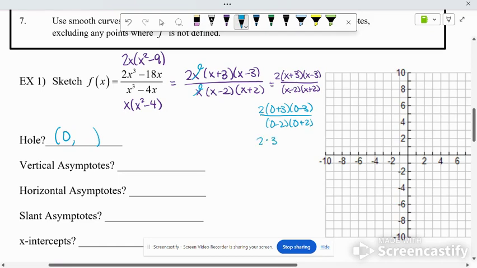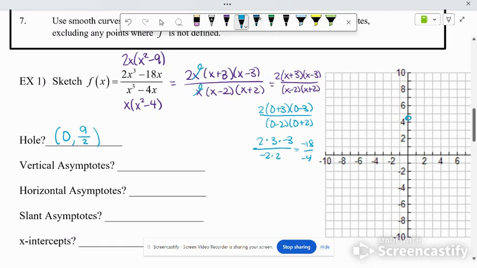So we're doing 2 times 3 times negative 3 over negative 2 times 2. So in the numerator we get a negative 18 over a negative 4, which reduces to a positive 9/2. So 0, comma, and then just above 4, in between 4 and 5, 4.5 is going to be an open circle for the hole.